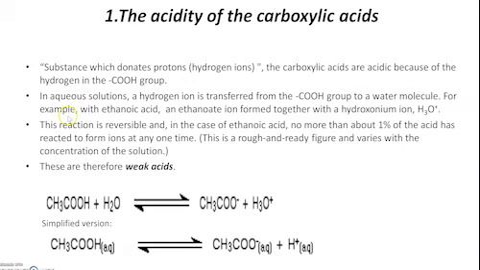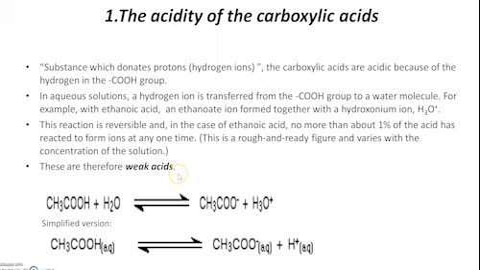For example, with ethanoic acid, an ethanoate ion forms together with hydroxonium ion. This reaction, as you can see, is reversible. In the case of ethanoic acid, no more than about 1% of the acid has reacted to form ions at any one time. This is a rough and ready figure and varies with the concentration of solutions. These are therefore weak acids.